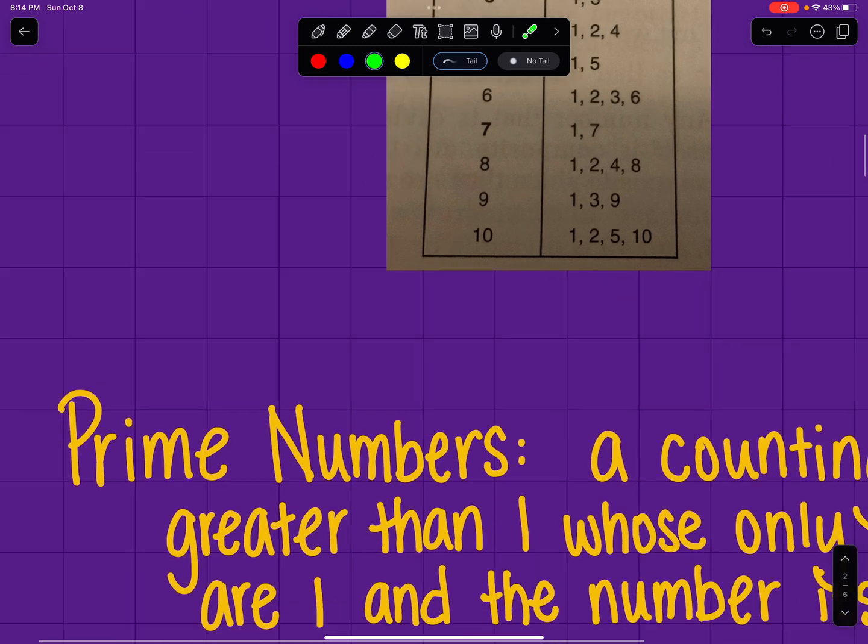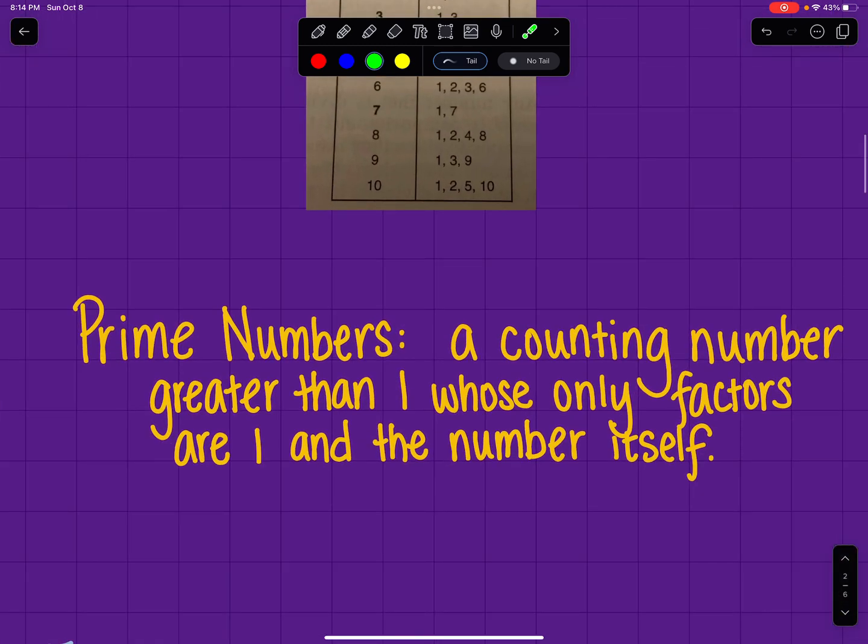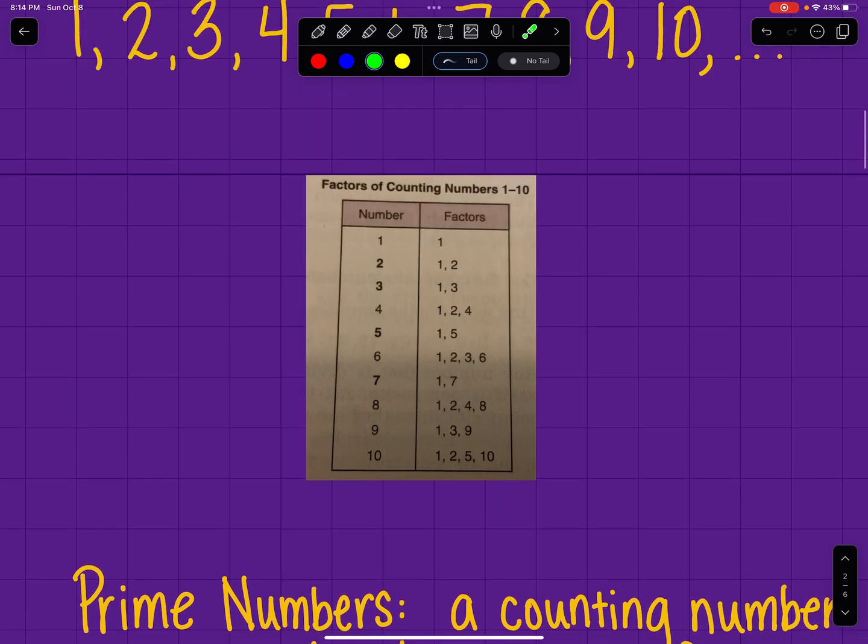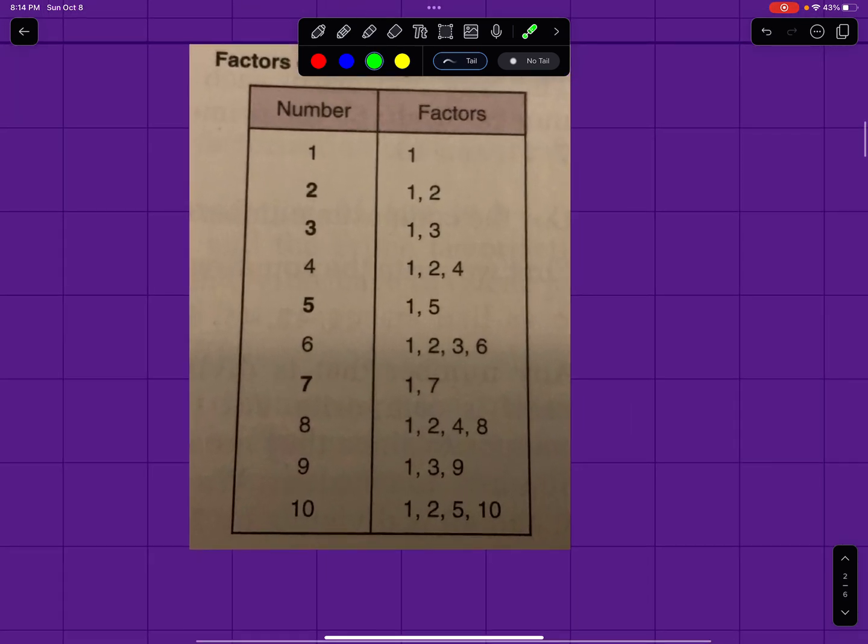Okay, so if we were to define a prime number, it would be this. It's a counting number greater than 1, whose only factors are the number 1 and then the number itself. So if you look back at that table, you can see that the prime numbers are going to be 2. It can't be 1 because it said greater than 1, right? So it has to be 2, 3, 5 is a prime number, 7 is a prime number, and that's it, right? Those are the primes as far as 1 through 10.